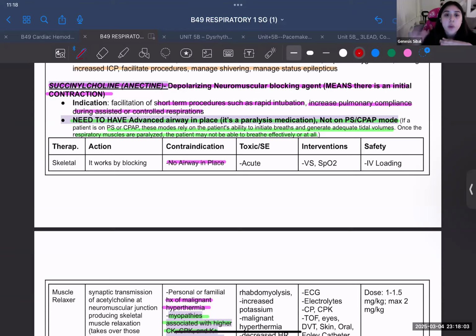Whereas with this one, it is paralysis as well, but there is an initial contraction whenever you do give this med. It is a shorter duration of action, whereas the other one is a longer duration. So really, we use this one, depolarizing neuromuscular blocking agents, for short term, like when we need to intubate somebody immediately. You're not going to be using the other one because that one's more long term.